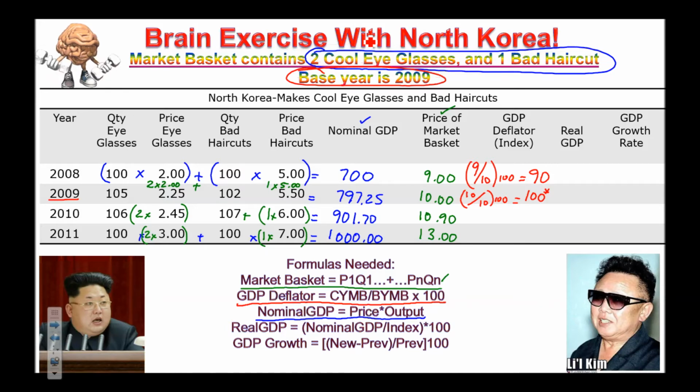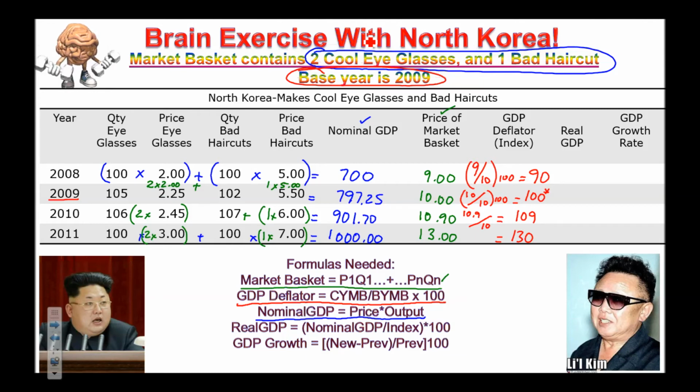Okay? For 2010, we're going to take 10.9, divide by the base year of 10, and what do we get? 10.9 divided by 10 times 100 equals 109. And then the last one, we'll do 13 divided by 10 times 100, and that one will equal 130. So that's how we calculate the price index.